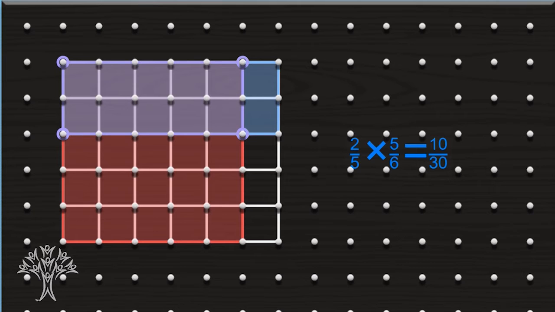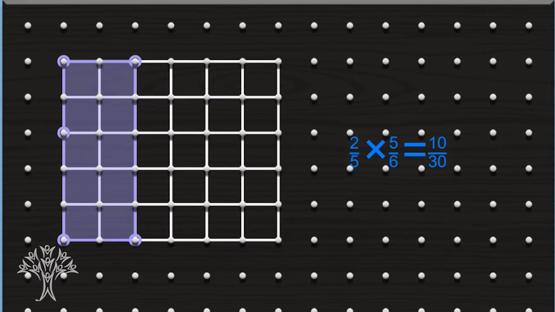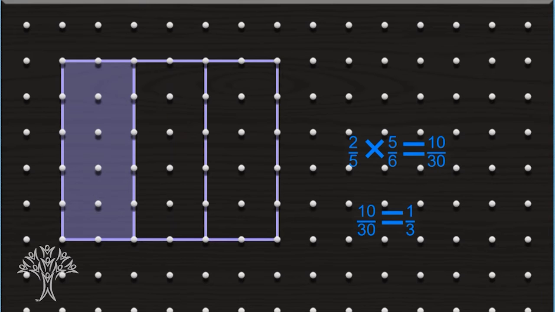If we take the purple rectangle and rotate it, it might help us. Now we can see that the purple rectangle represents 2/6 of the entire rectangle. We can also see how 3 of these purple rectangles fill the entire large rectangle, so we can simplify it further and name this fractional amount as 1/3.